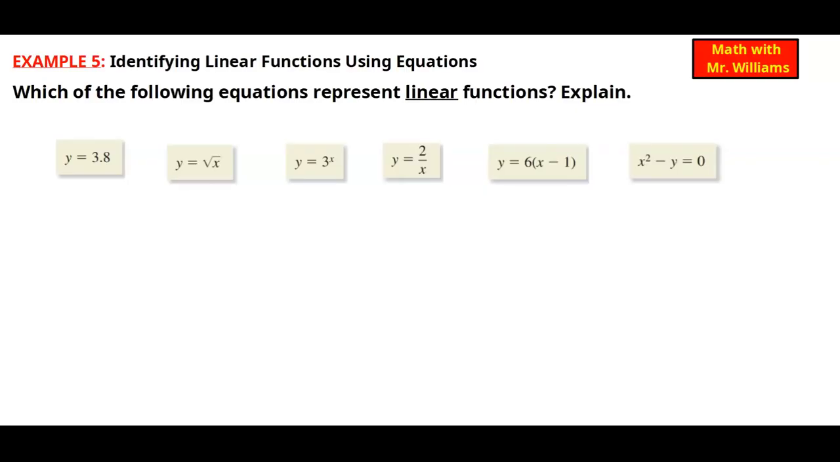Math with Mr. Williams, Example 5: identifying linear functions using equations. Which of the following equations represents linear functions? Explain. We're going to jump over to Desmos, and we're going to type each one in and see what they look like. Okay, let's go ahead and start off by graphing our first equation on Desmos.